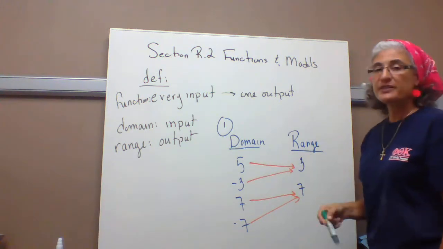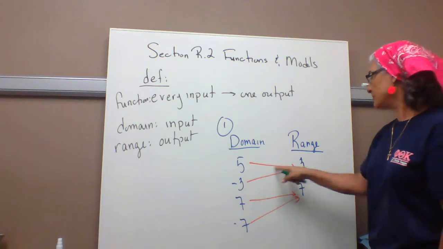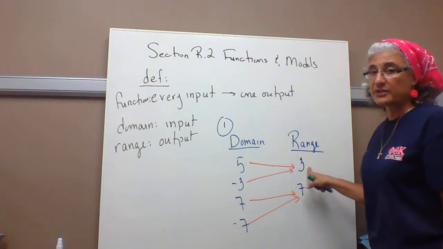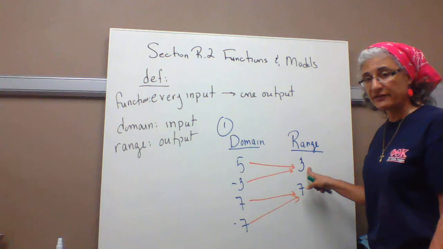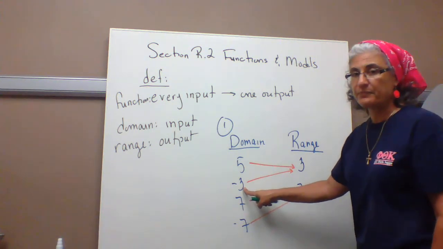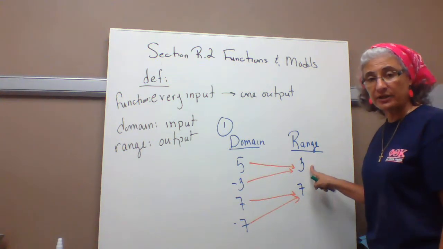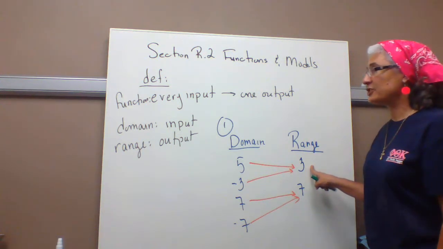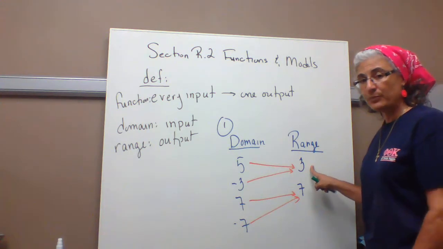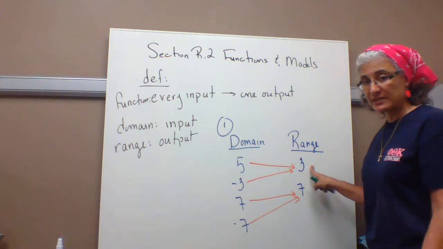So, my first input is 5. The question is, how many outputs does it go to? Just one. So, is it a function so far? According to the definition, yes. The next input is -3. And it goes to the output of 3. According to the definition, this input should only have one output. Does it? Yes. So is it still a function?